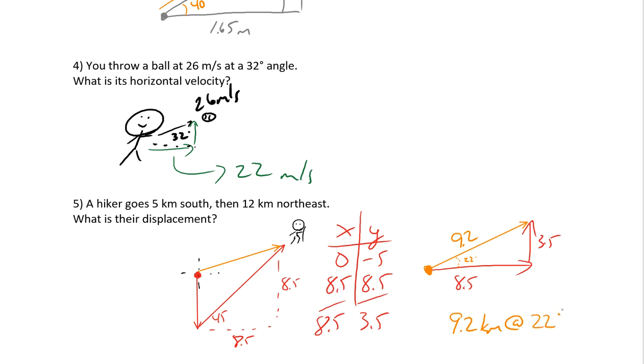I started with compass, so I typically want to end with compass. So that would be 22 degrees, but that would also be 22 degrees north of east. So if I start with compass, I usually want to end with compass. So 22 degrees north of east. Okay, so there you go.